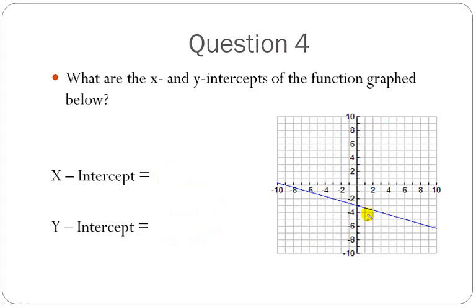For question 4, we're using the same kind of idea, x and y intercepts. See, my y-intercept is at 0, negative 3. And I see my x-intercept is at the point negative 9, 0.